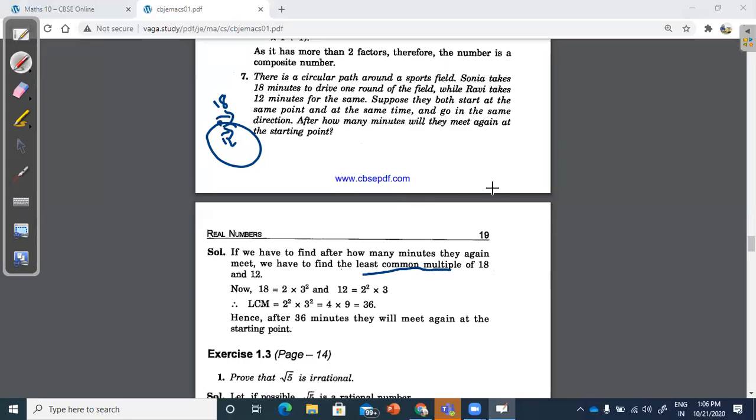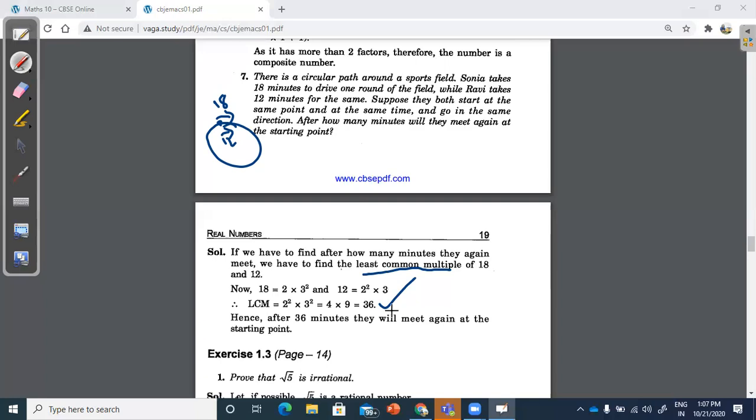Okay. So what will I do? I will take out the factors of 18, that is 2 into 3 square. And I will take out the factors of 12, that is 2 square into 3. And now what will be the LCM? LCM we just now discussed. LCM is the product of the numbers without repeating in the highest power. So 2 and 2 square is there, so I'm going to take 2 square. 3 square and 3 is there, so I'm going to take 3 square. So this is going to be 4 multiplied by 9. So what will be the LCM? LCM is going to be 36.